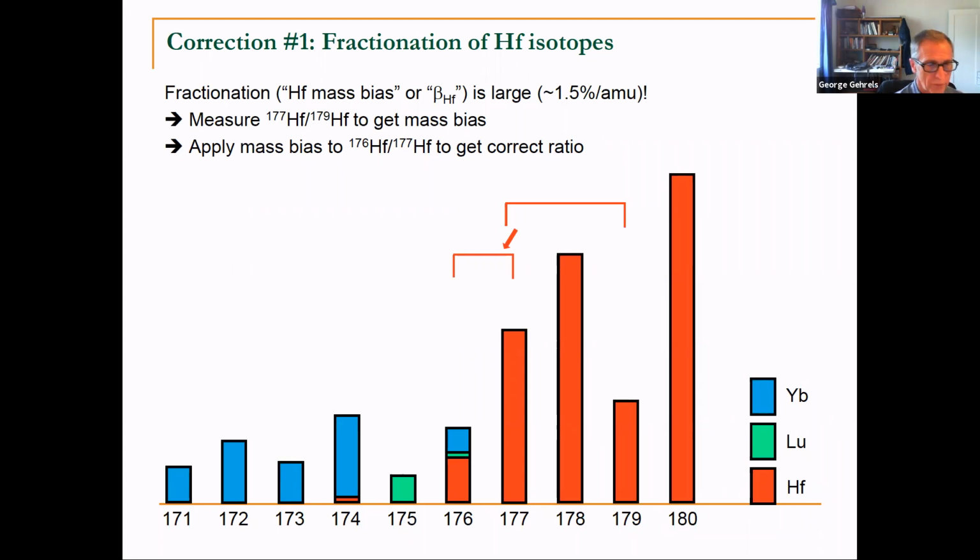So we take advantage of the fact that there's lots of different hafnium isotopes. We measure 177, 179, that upper bracket. We know what that ratio is in nature. We measure it with our mass spectrometer. We never get the right answer, but we use that as the correction. That's a 1.5% correction. And then we'll use that to correct our 176, 177, which also is a little bit biased by the mass spectrometer, that same bias factor. So we take advantage of the fact that there's lots of different flavors of hafnium to do this fractionation correction for hafnium isotopes. That's number 1.